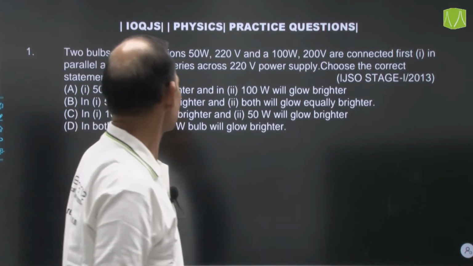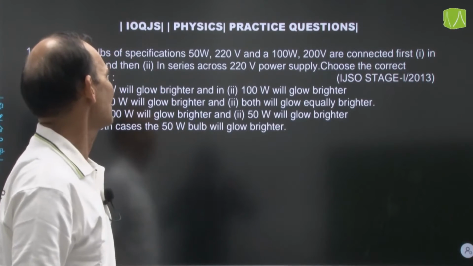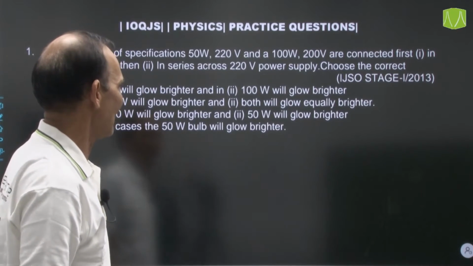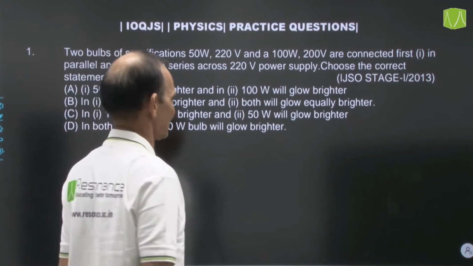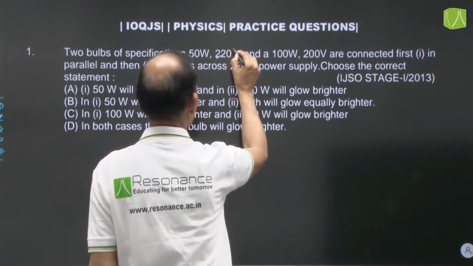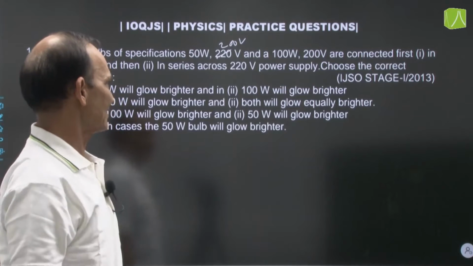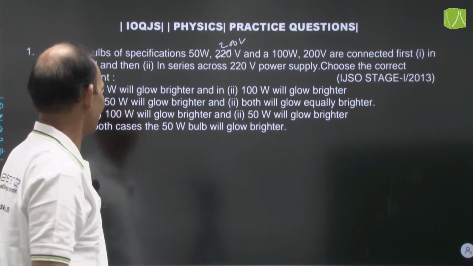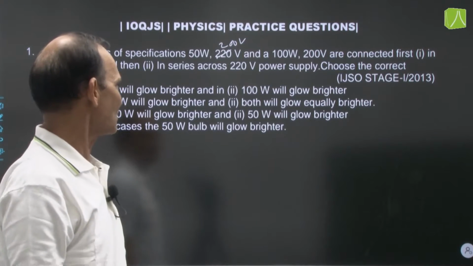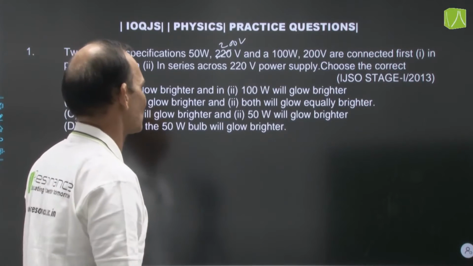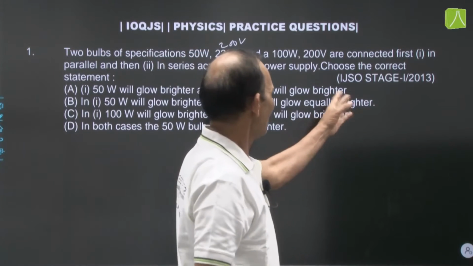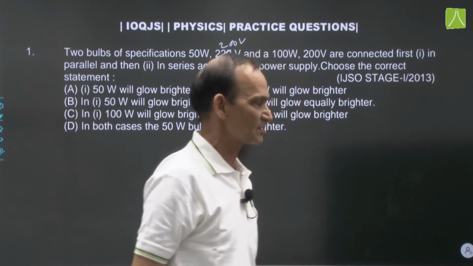Two bulbs of specification 50 watt, 220 volt and 100 watt, 200 volt. Okay, here must be 200 volt. Rating is same. They are connected first in parallel and then in series across a 220 volt power supply. Choose the correct option. It is a question from IJSO Stage 1, 2013.